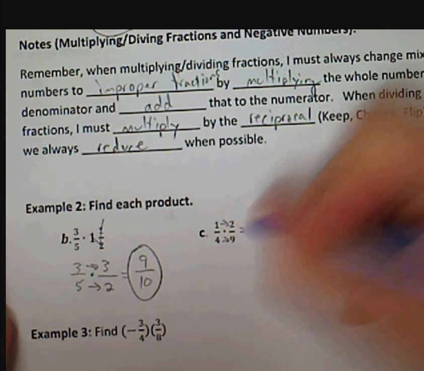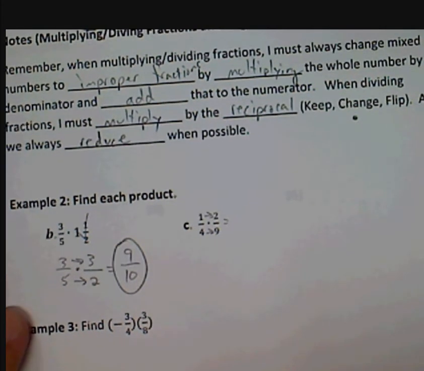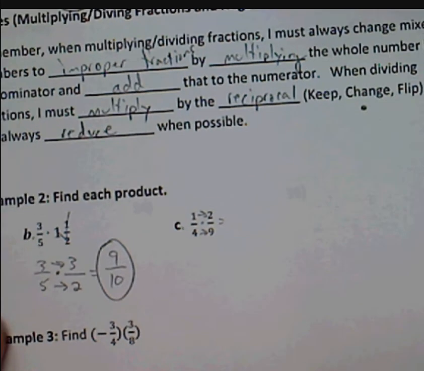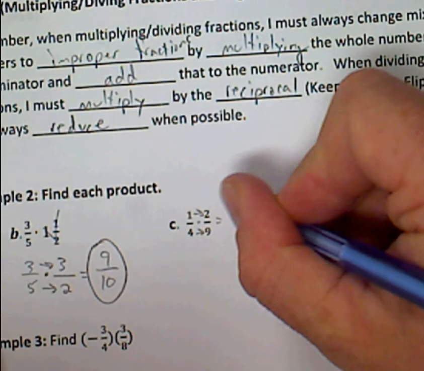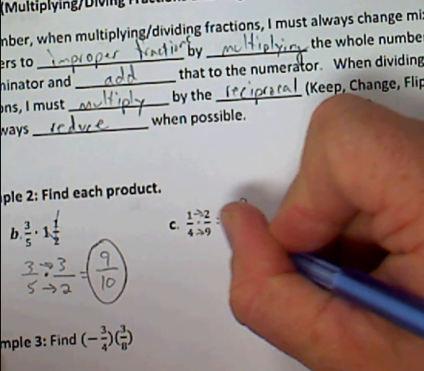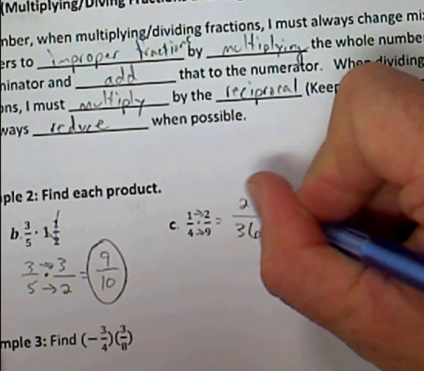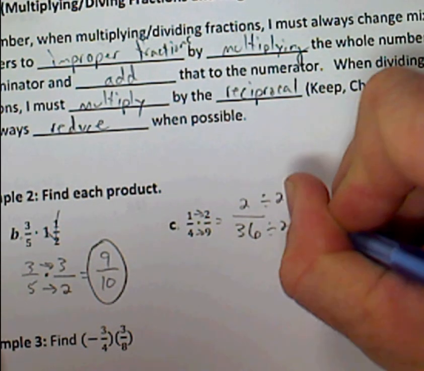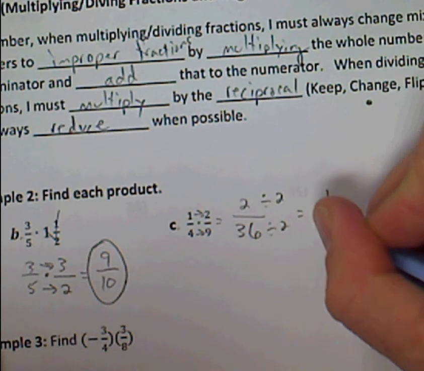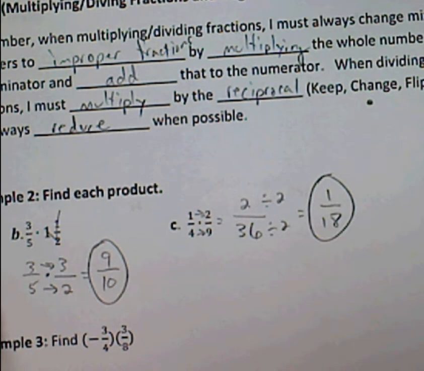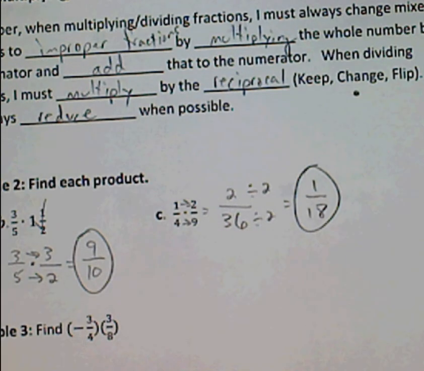I just need to multiply across because they're two fractions. So, 1 times 2 is 2. 4 times 9, 36. But I can reduce, so I'm going to go ahead and reduce by dividing by 2. I get 1 over 18. If I divide the top number, I have to divide the bottom number.